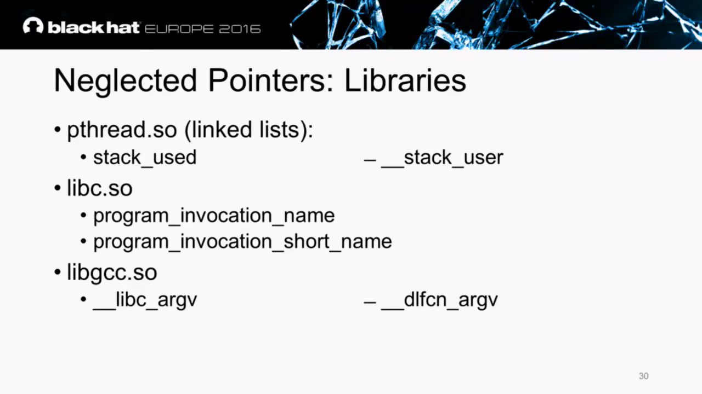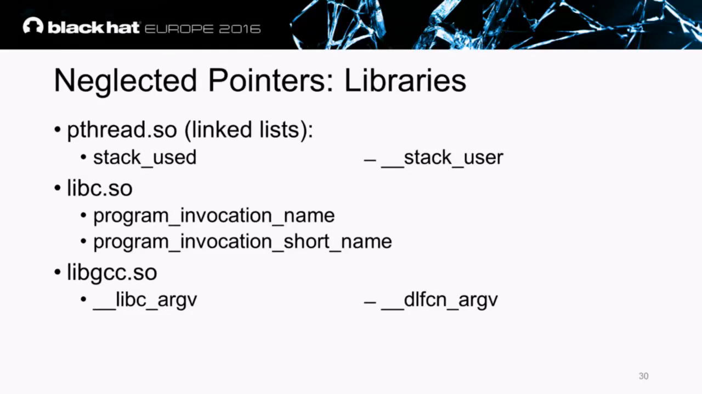Two very interesting ones that could give you all stack locations are stack used and stack user variables in the pthread library. So the pthread library uses these two variables to do its thread management. These two variables are linked lists that point to the TCB, which are for secondary stacks. So for secondary threads. Okay, so what are secondary threads?